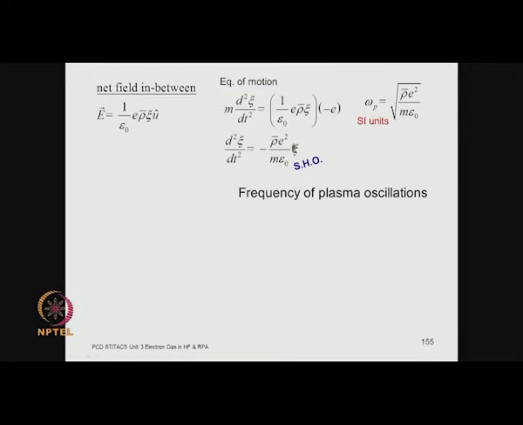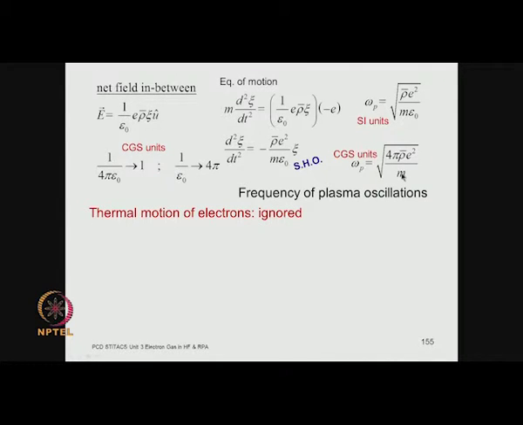You have an equation of motion for the simple harmonic oscillator, which oscillates at a frequency given by the square root of this proportionality, which is the spring constant in our usual vocabulary, and this is the frequency of oscillations in CGS units. You will find this relation written more commonly in terms of the natural frequency omega p. So, instead of rho e square by m epsilon 0, you get 4 pi rho bar e square by m.